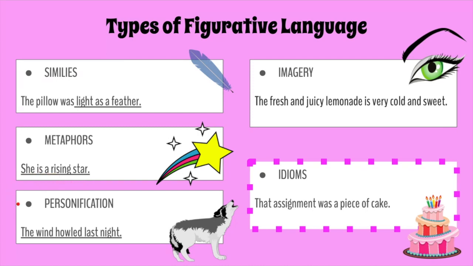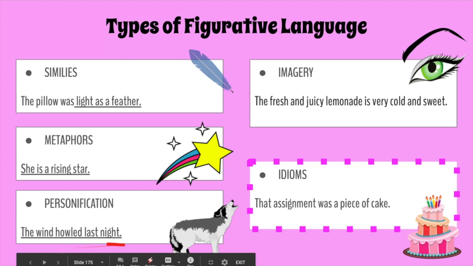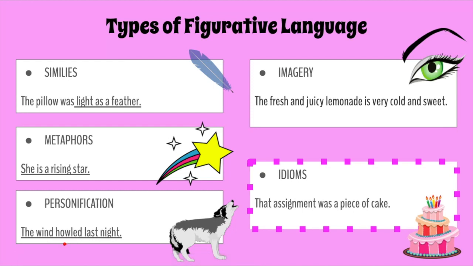Okay, then we also have personification. Personification is when you give something that's not a human, or animal, human-like qualities. So here's an example. The wind howled at night. I don't literally mean that the wind howled last night. I just mean that the wind was really loud last night. So I'm giving the wind human-like or animal-like qualities. It didn't literally howl, but it was so loud that it probably sounded like a howl. That's the figurative meaning. Okay?